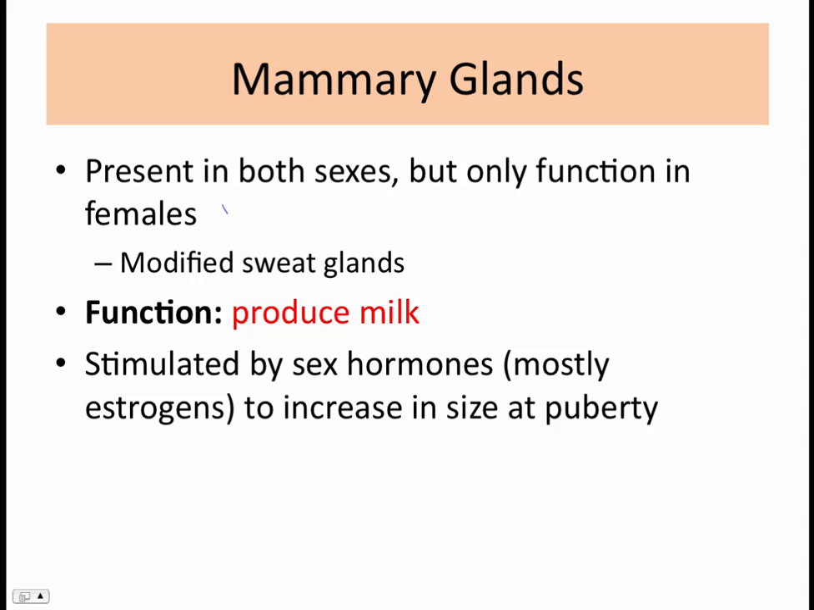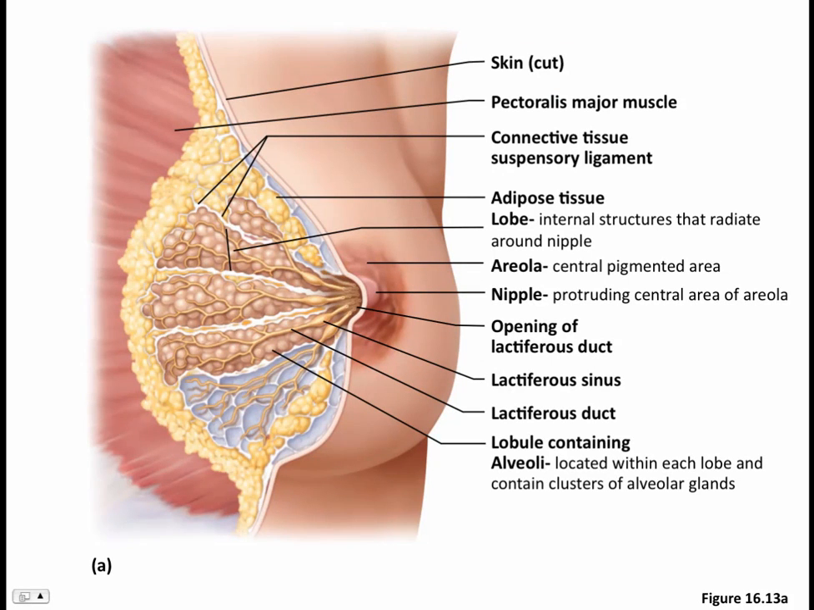It's present in both sexes, but only functional in females, and it's also considered a modified sweat gland because it produces milk. A couple of structures: here we have the nipple, the protruding central area of the areola, the areola being this pigmented area surrounding the nipple. Alveoli contain all of the glands that produce milk, and it's then excreted through this lactiferous duct into the nipple.